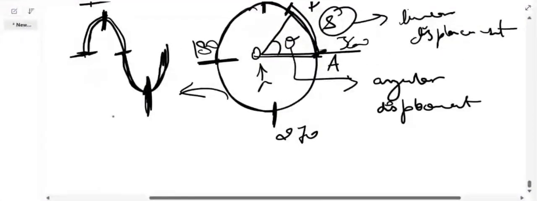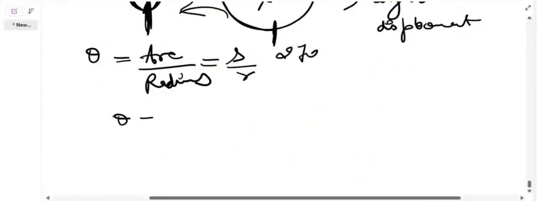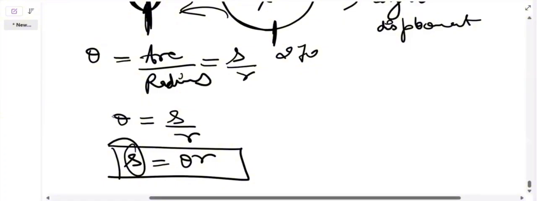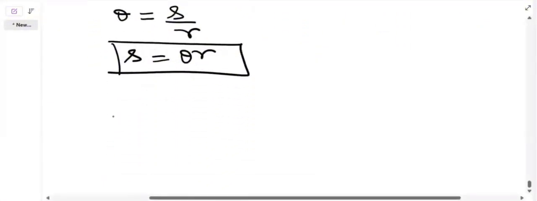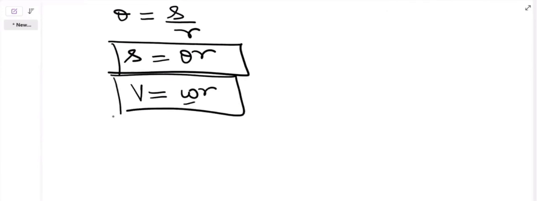To calculate any angle, the formula is arc over radius. So what is the arc that I had covered? I had covered S distance. What is the radius? It will be R. So the formula that I got over here is theta equals S over R, or you can say S equals theta times R. This is a relationship between the linear displacement and the angular displacement. Similarly, V equals omega times R, where omega is your angular velocity and V will be your linear velocity.